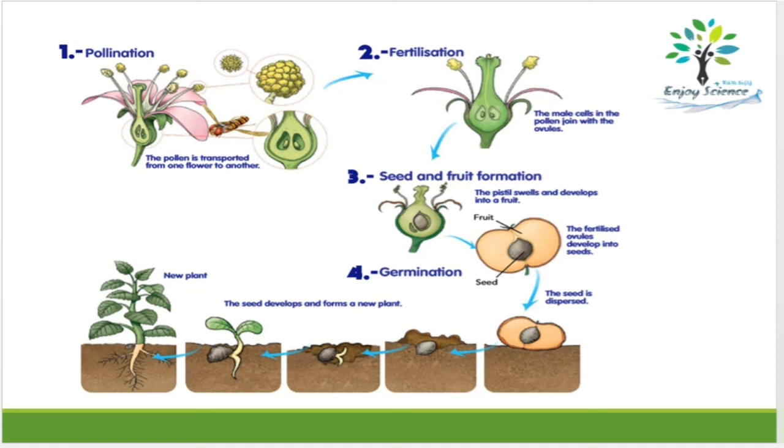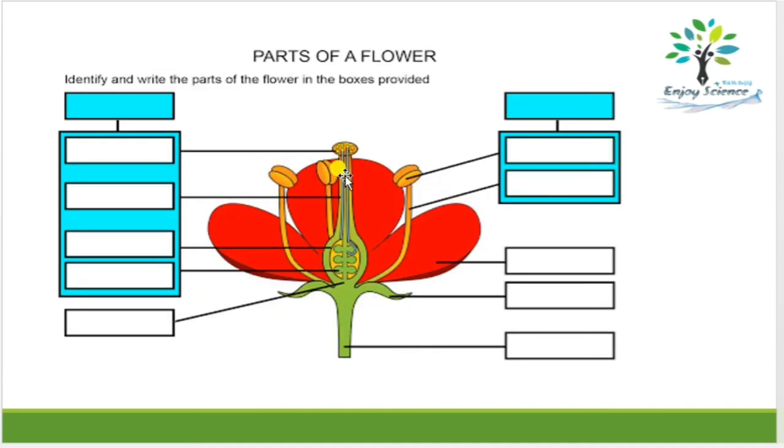Okay, so now I hope you are clear with these topics. Now I want you to do this small work. So you need to draw this flower, okay, and identify and write the different parts of the flower in the boxes. Okay, what are the different parts of the flower? You need to draw this diagram in the notebook, label the parts, and also explain the function of the different parts of the flower. Okay, so this is all about sexual reproduction in flowering plants.